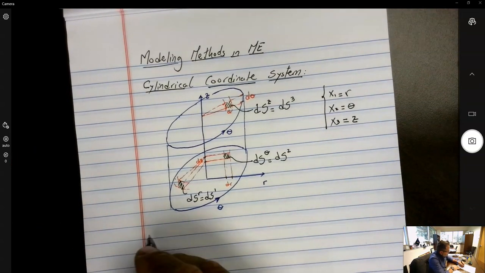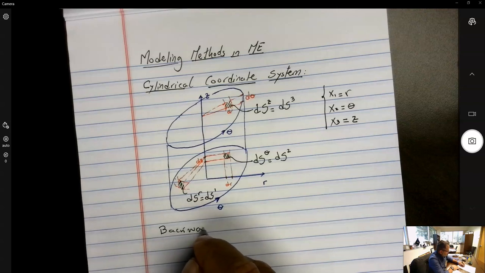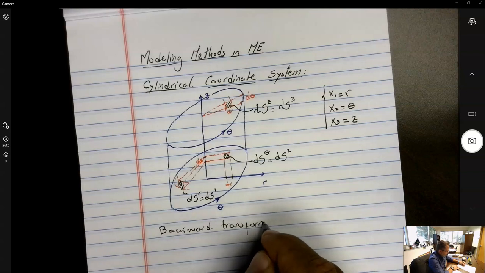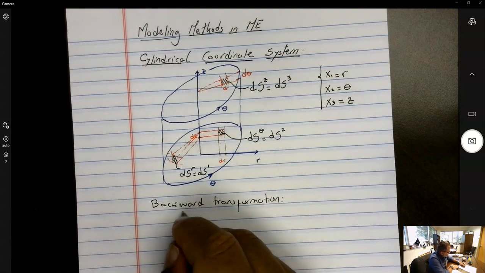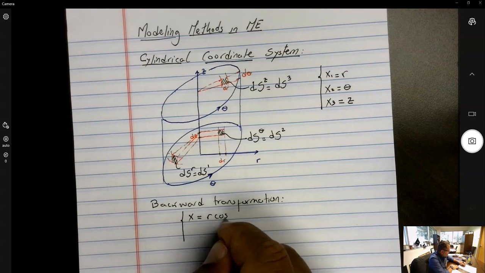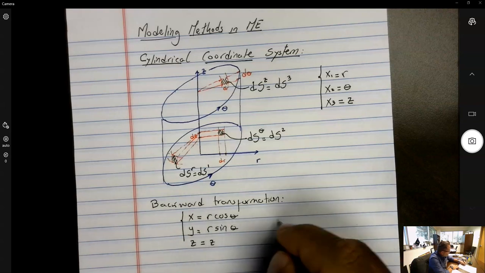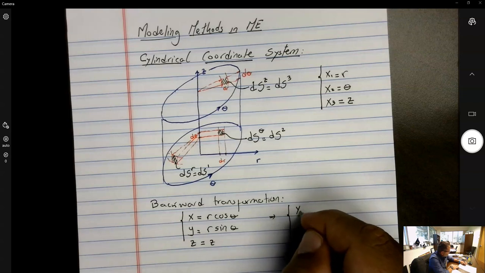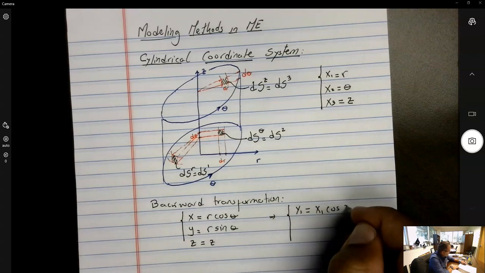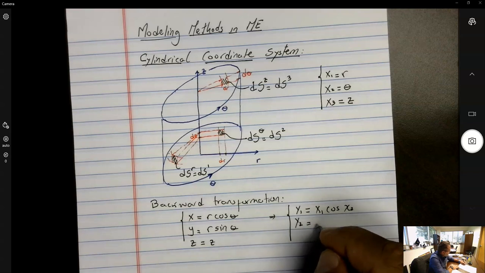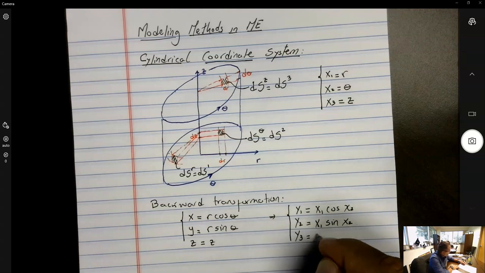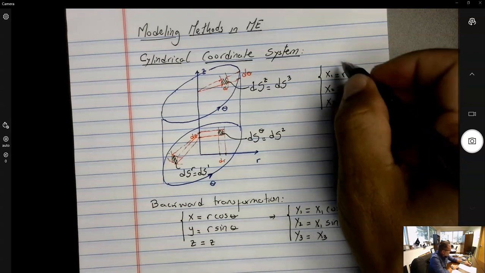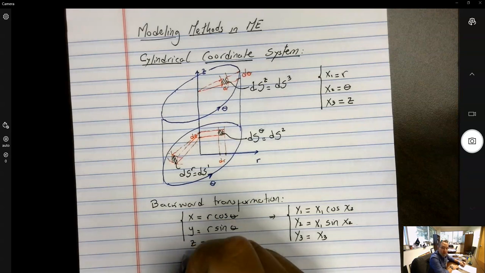In the backward transformation, it goes as, let's do it here, x is equal to r cosine theta, y is equal to r sine theta, and z equals z. This is equivalent to saying y1 is equal to x1 cosine of x2, y2 is equal to x1 sine of x2, and y3 is equal to x3. Remember that x1, x2, and x3 are the curvilinear coordinates, while y1, y2, and y3 are the Cartesian coordinates.